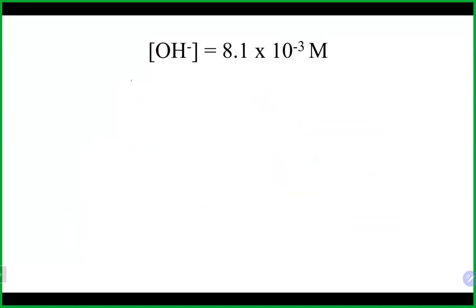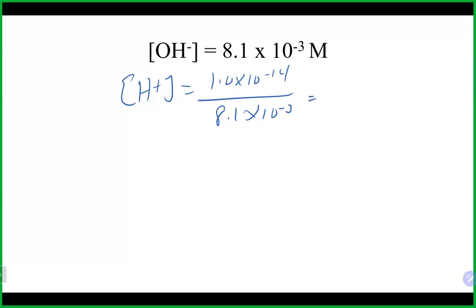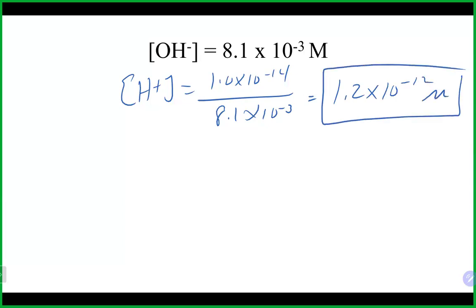Same calculation here. So we're going to go H plus 1 times 10 to the minus 14 divided by 8.1 times 10 to the minus 3. That is going to get us 1.2 times 10 to the minus 12 molar. And in comparison here, our hydroxide is larger than our H plus, which means this guy should be basic. Any questions on any of those calculations there?